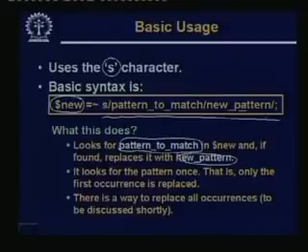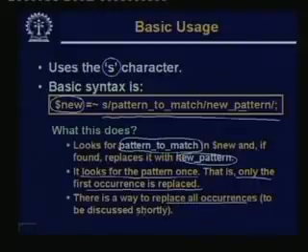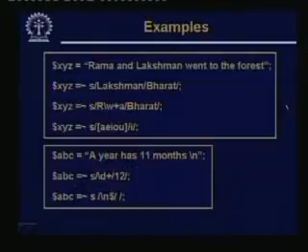Now, the point to note is that if you give the substitution like this, then only the first occurrence of the pattern to match will be substituted. Only the first occurrence will be replaced. However, there is a method to replace all the occurrences. If you put a g at the end, g means global, then you can replace all the occurrences of the string by the other string. This we will see with examples.